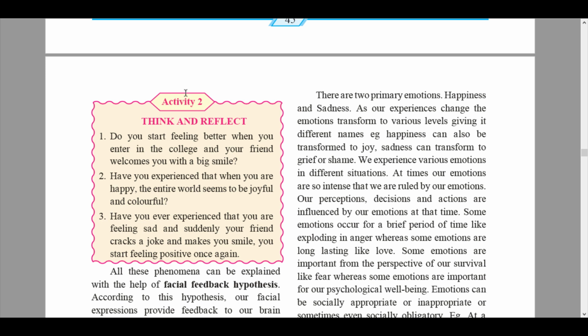Do you start feeling better when you enter the college and your friend welcomes you with a big smile? Have you experienced that when you are happy, the entire world seems to be joyful and colorful? Have you ever experienced that you are feeling sad and suddenly your friends crack a joke and make you smile? You start feeling positive again. So this shows how situations can be changed just like that if you have a positive aspect in your life.